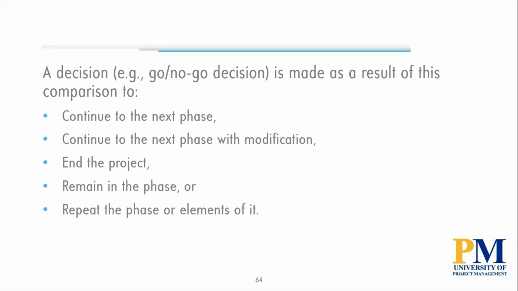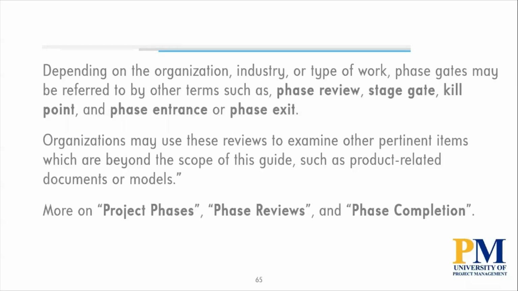And it depends on your PMO structure. You might have a directive or controlling PMO that could shut your project down or not. But basically, whether the PMO does it or someone else is doing it, the options are you could continue, continue with a modification, remain in current phase, or the project is terminated. Now, depending upon the organization, the industry, or the type of work, phase gates can be referred to in different ways.